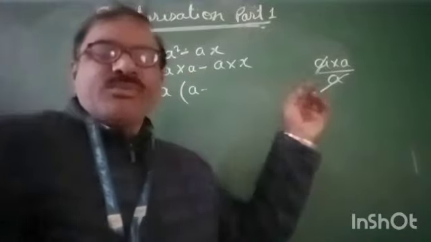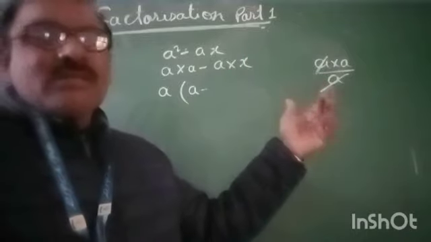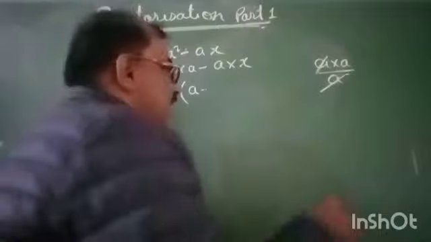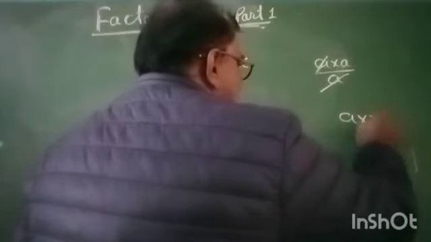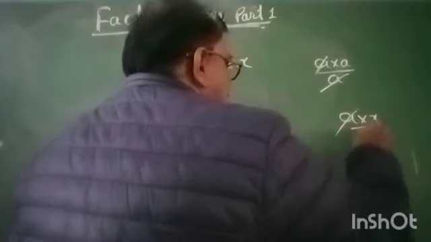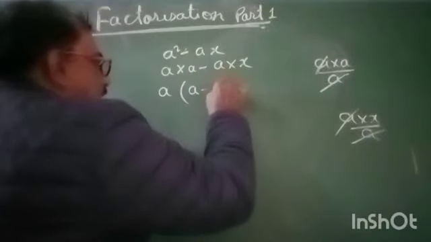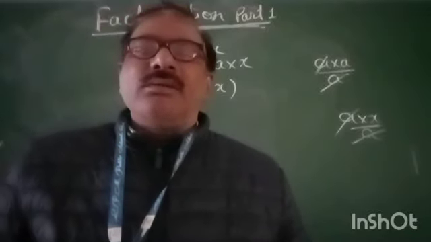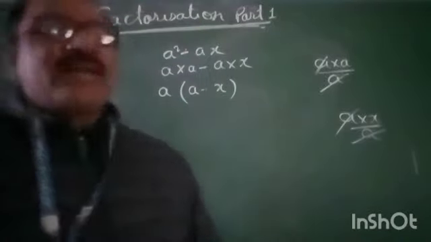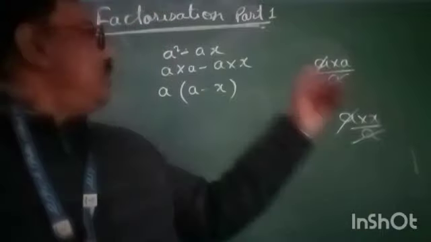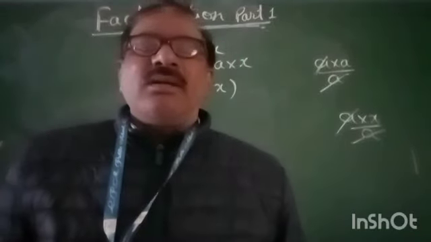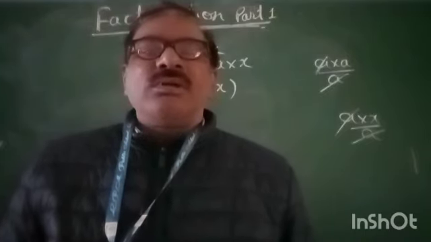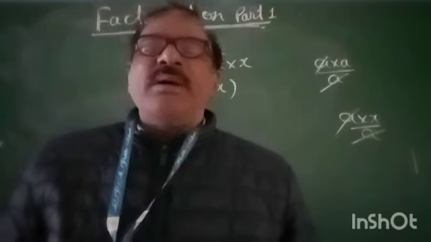Same process: a multiplied by x divided by a, we get x. So a bracket a minus x is the factorization of the binomial a square minus ax. So I hope that this is clear to everyone.